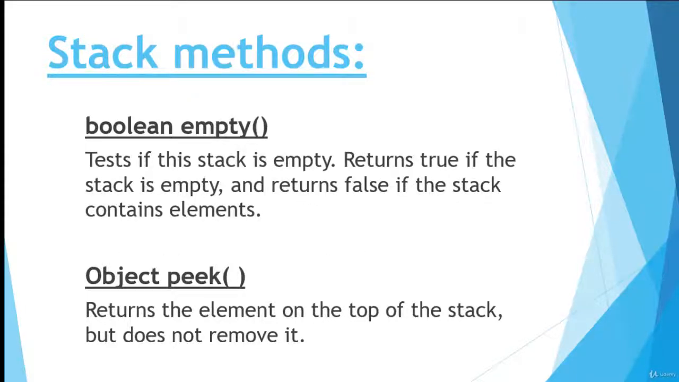Next we have the empty method, which is a boolean type method. It tests if the stack is empty, returns true if the stack is empty, else returns false if the stack contains elements. Now this empty method tells us whether the stack is empty or not. If the stack is empty, then we get true, else we get false. Next we have the peek method, which returns the element on the top of the stack and does not remove it.